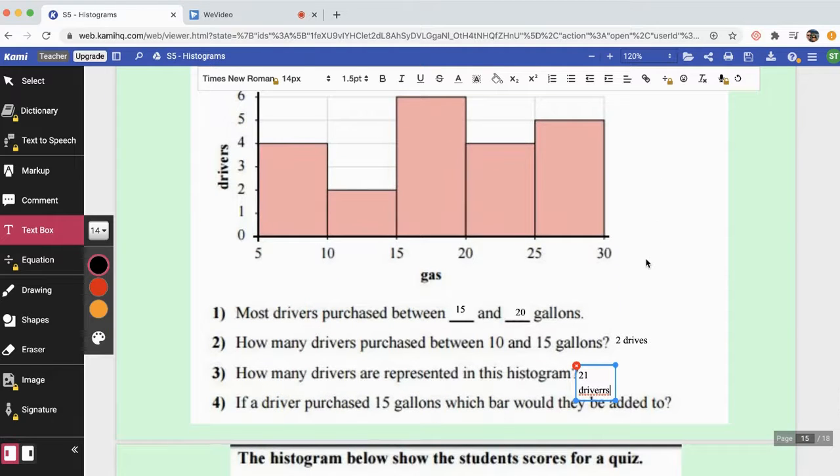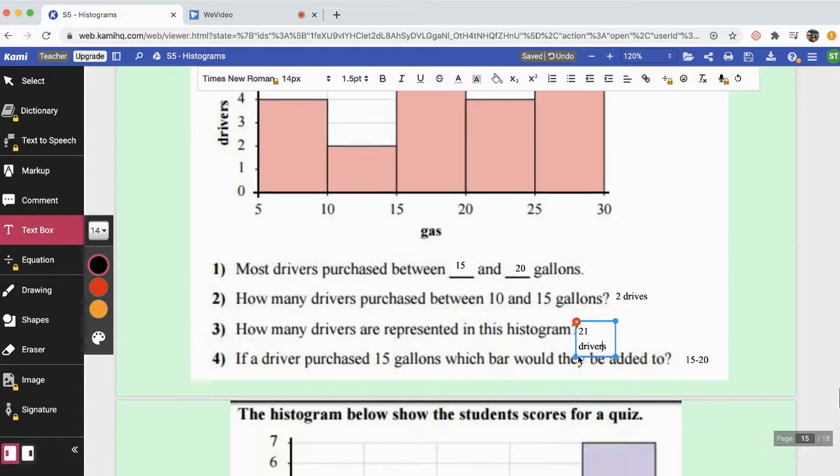If a driver purchased 15 gallons of gas, which bar would they be added to? So remember that 15 starts this third bar right here. So they would be added to the bar that is 15 to 20, or 15 to 19.9999999.